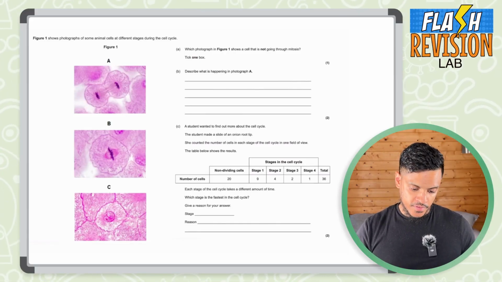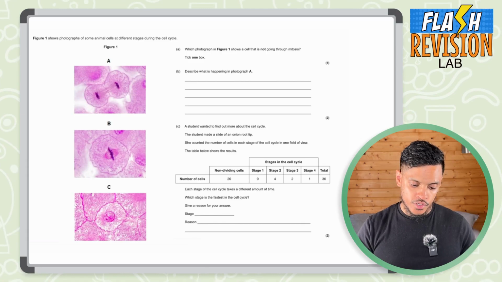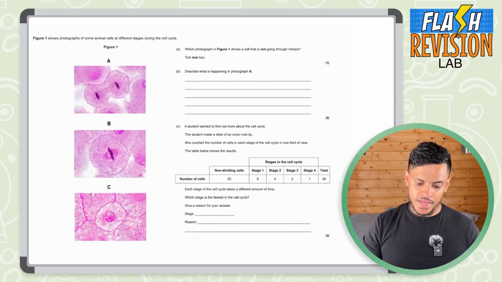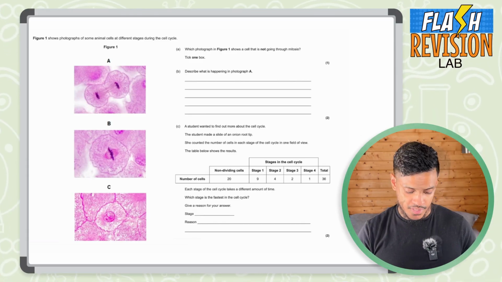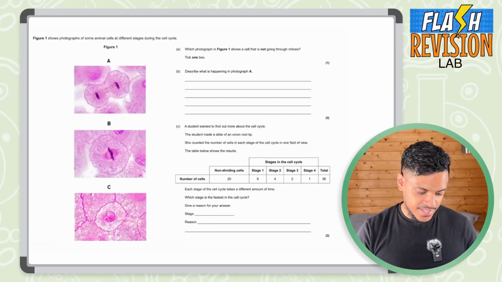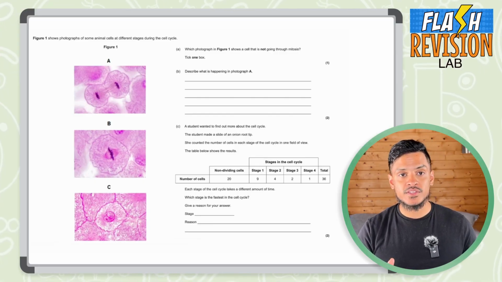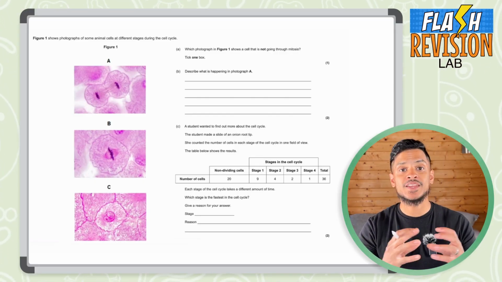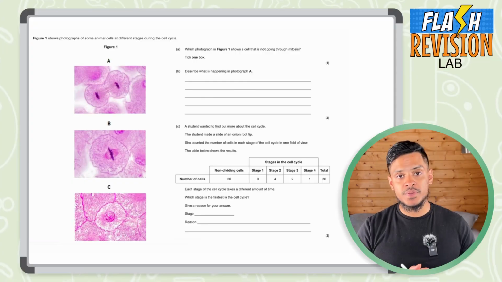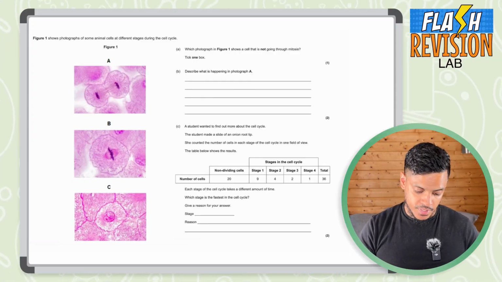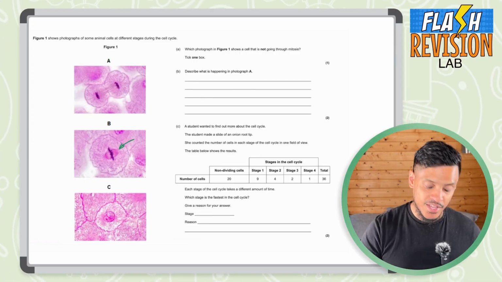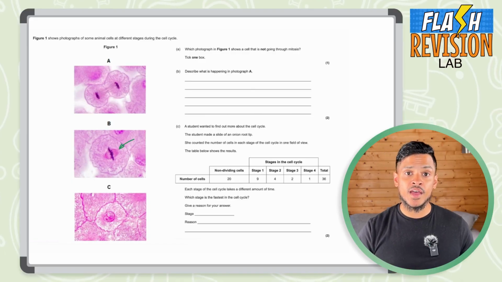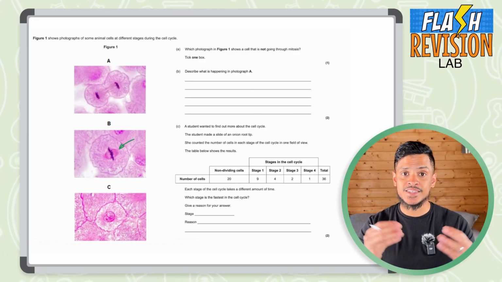Okay, so here we've got 3 different diagrams of cells at different stages of the cell cycle. The first question says, which photograph in figure 1 shows a cell that's not going through mitosis? So in the first one, you can see it is going through mitosis because that's where the cytoplasm and the cell membrane is dividing. Image B, it is also going through mitosis because what's happening here, you can see the cell fibers pulling apart the X-shaped chromosomes to either side of the cells.